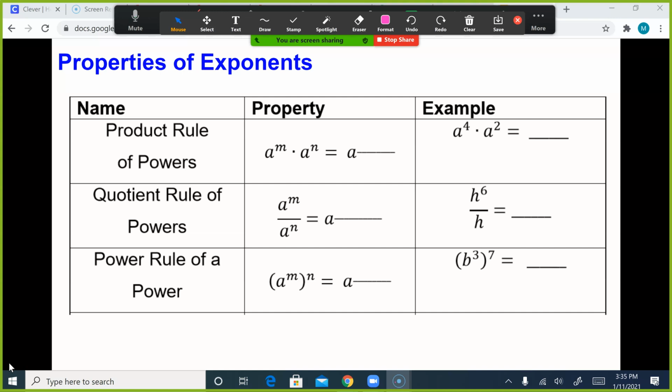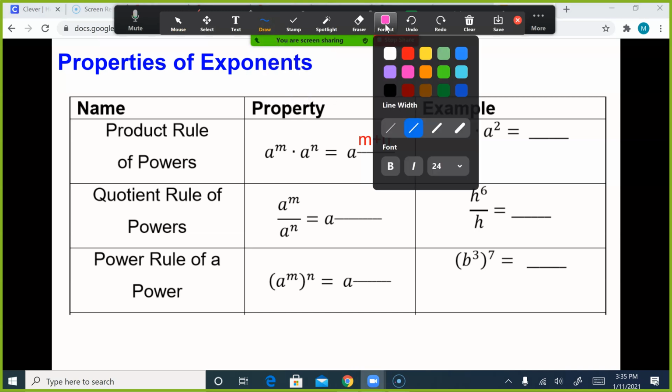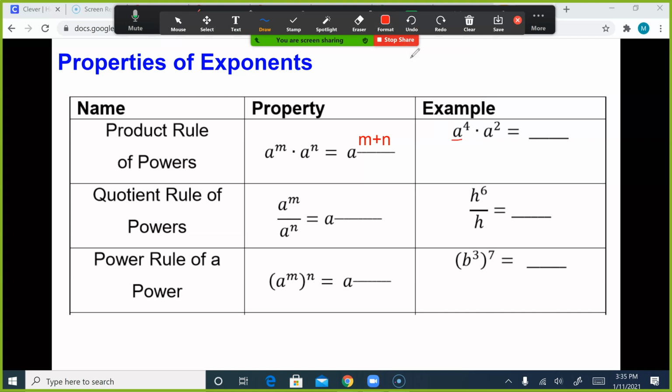Alright, so this one kind of summarizes all the properties that we need to know. The first one is a product rule. If we're multiplying two powers with the same base, we add those exponents. So here, we're multiplying these exponents with the same base. They both have a's. So then that stays the same, and we add 4 plus 2 is 6.